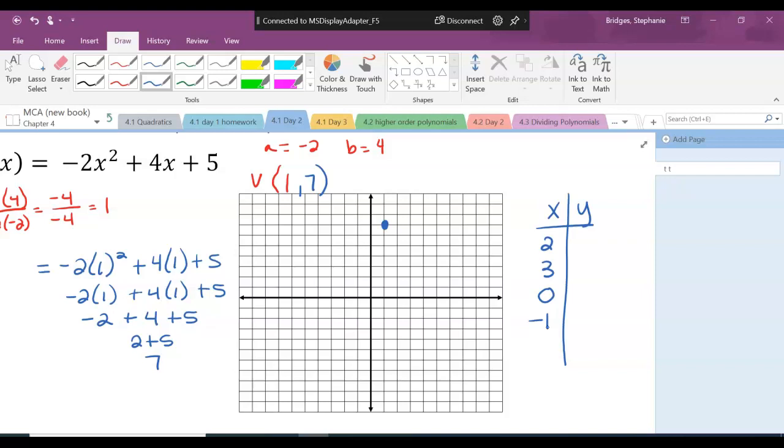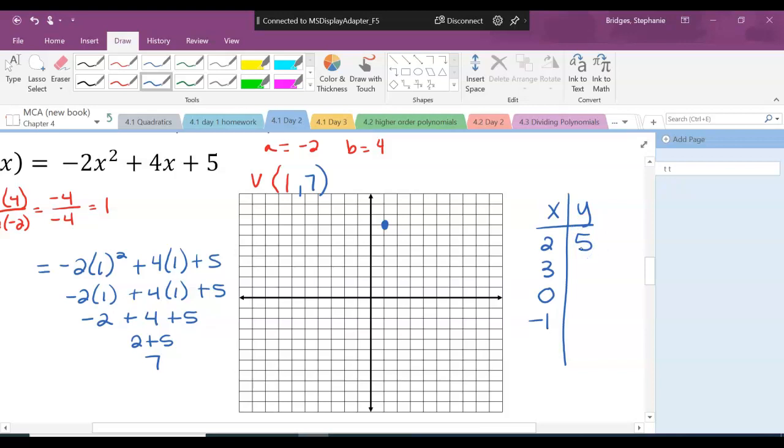Now we multiply. What's -2 times 4? -8. Okay. And then 4 times 2 is 8. And when I add all that together, what do I get? I get 5, right? So the y value for my 2 is 5.